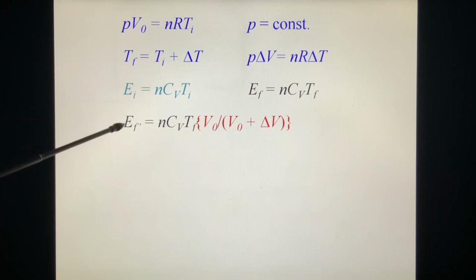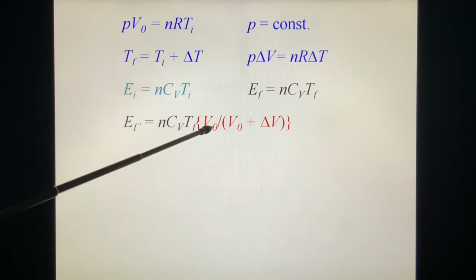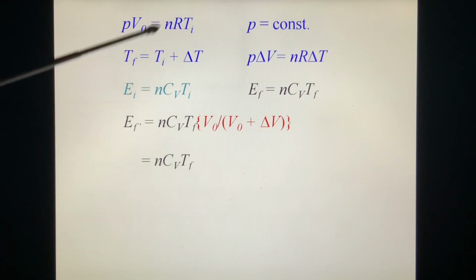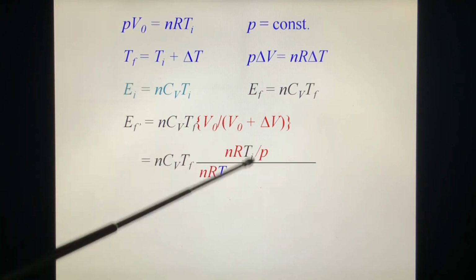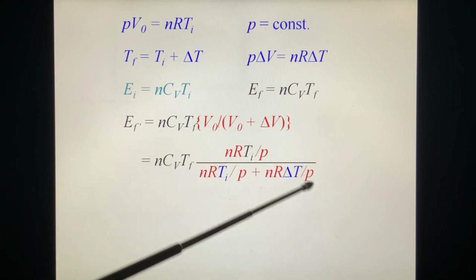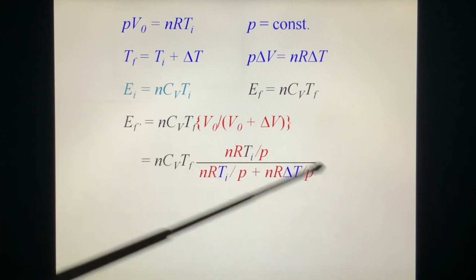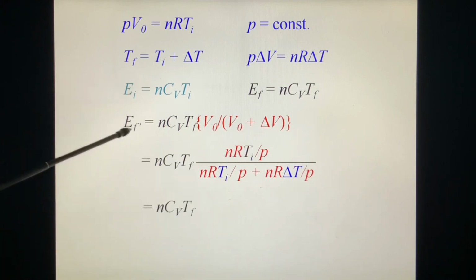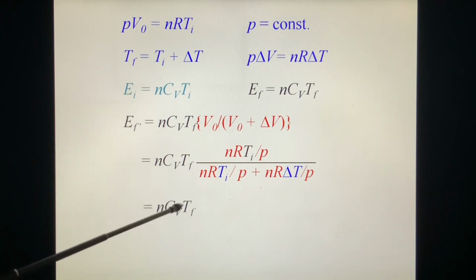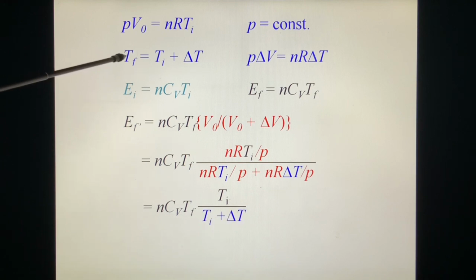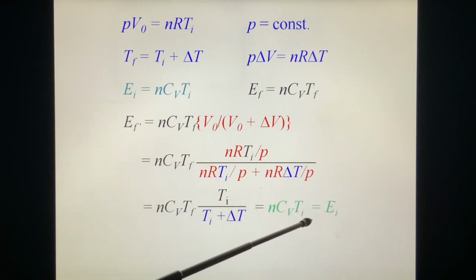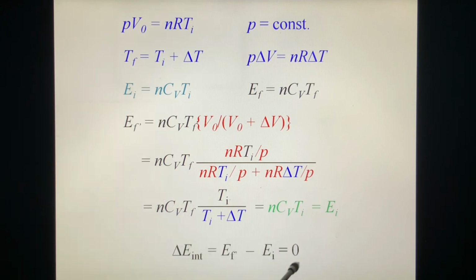So the internal energy change is E F prime minus E F, and we look at V0. V0 equals n R T1 over P, and delta V is n R delta T over P, so n R over P cancels out. We get E final in the cabin as n Cv T final times T1 over T1 plus delta T, and T1 plus delta T equals T final, so the T final cancels. So E F prime equals n Cv T1, which equals E initial. That means the internal energy change in the cabin is zero.